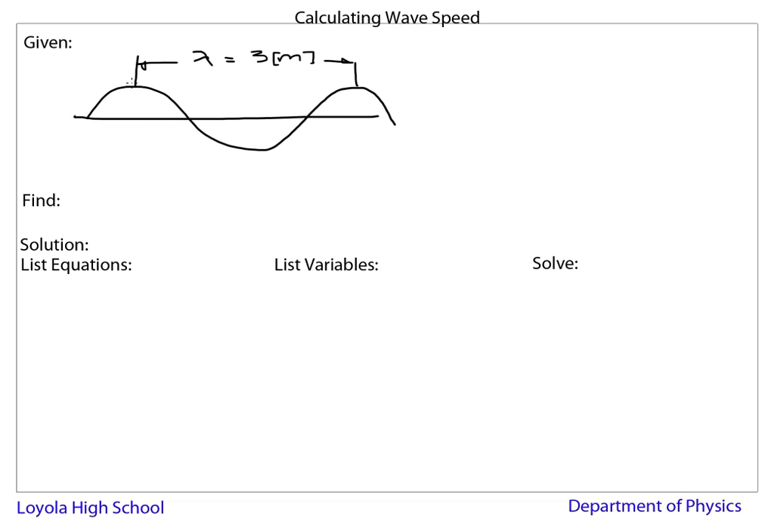And let's see the time it takes for it to go from the crest to crest. The time is 6 seconds. So we want to find the wave speed.